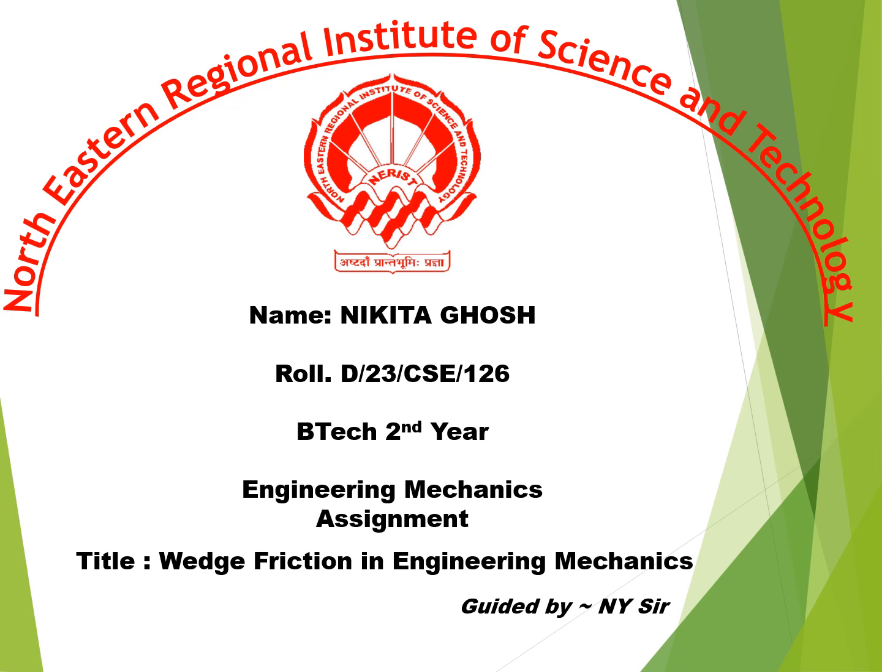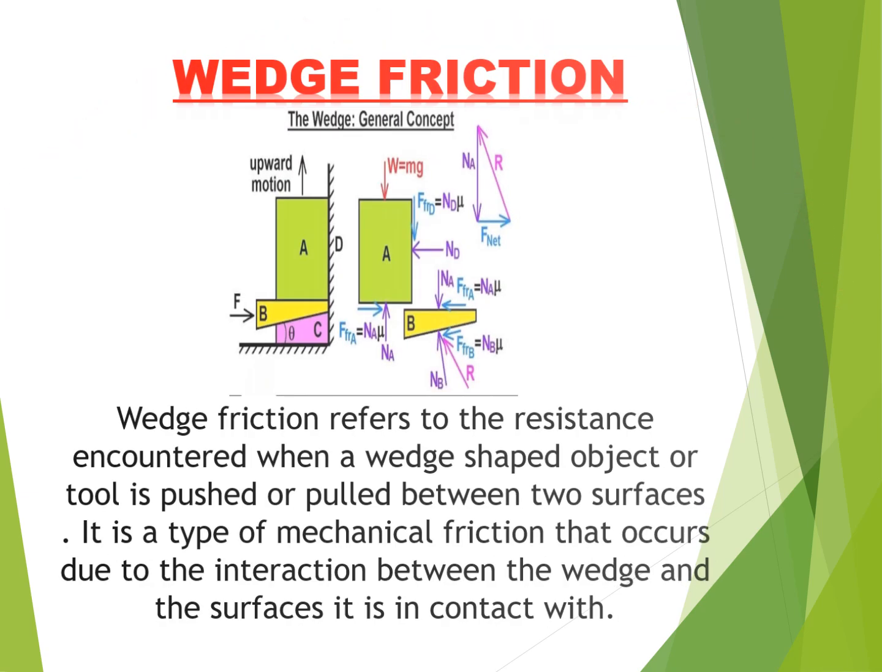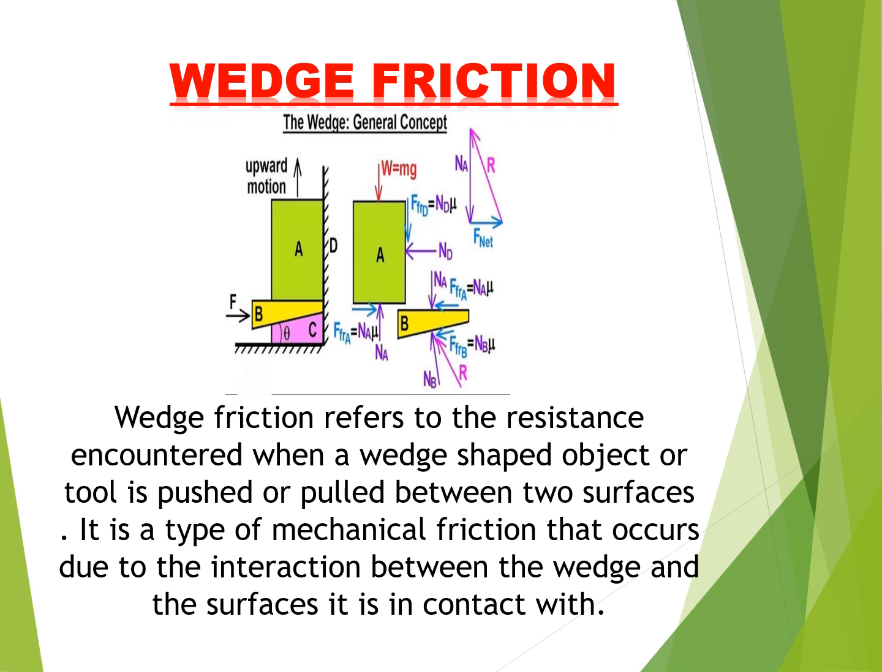Today I am going to talk to you about wedge friction in engineering mechanics. Now, in this slide, we are going to talk about wedge. A wedge is a triangular shaped tool with an inclined surface. It is used to convert a force applied in one direction into a force acting in a perpendicular direction.